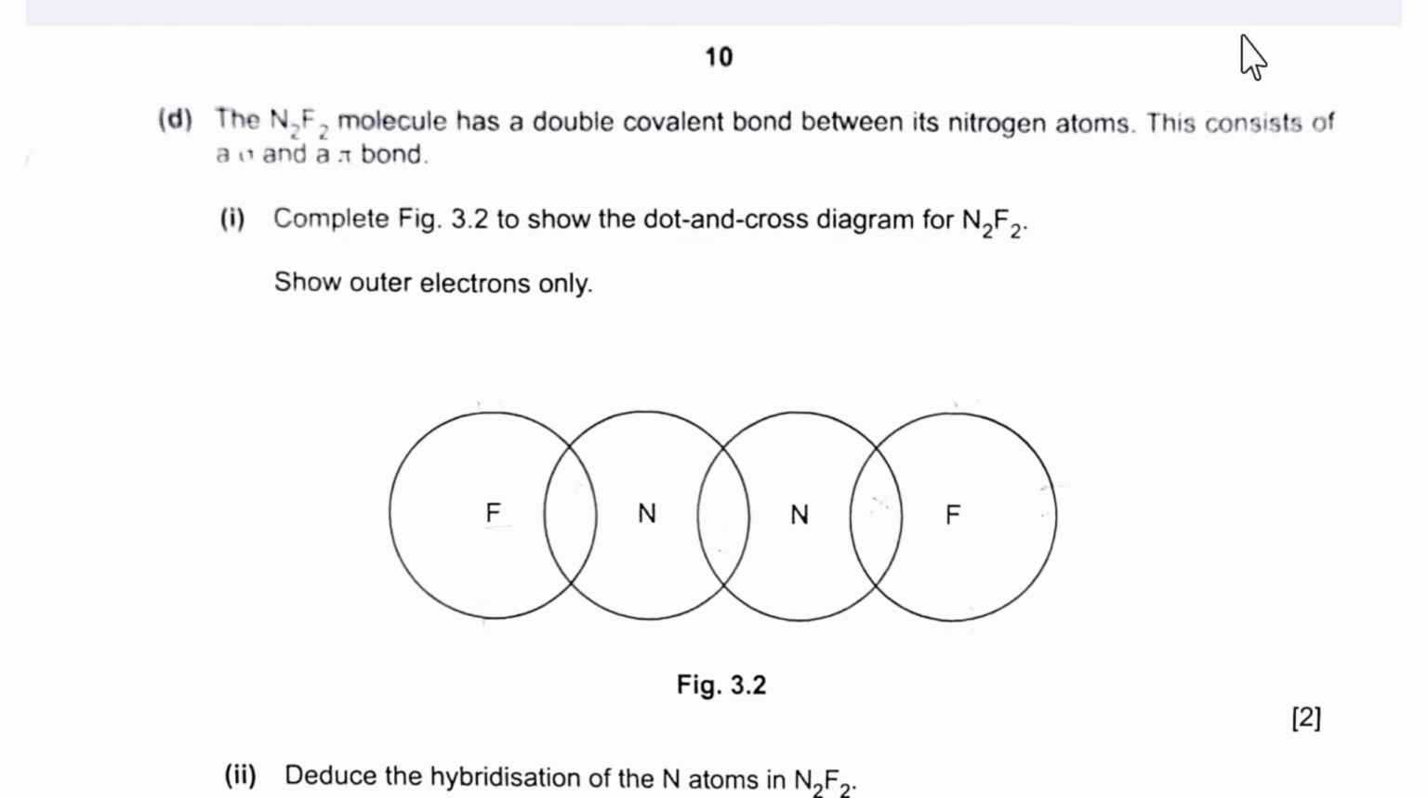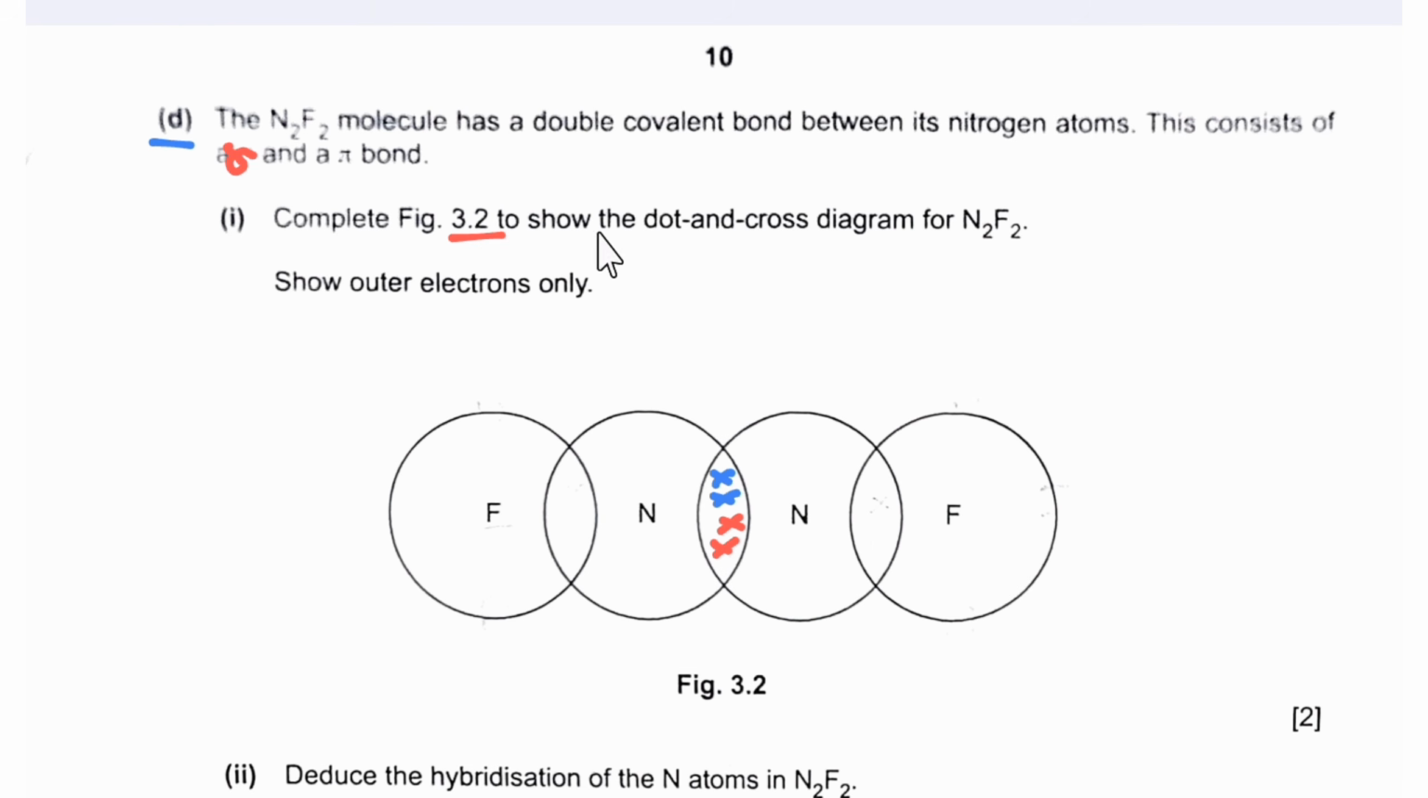Then in part D, the N2F2 molecule has a double covalent bond between the nitrogen atoms. That is, from each nitrogen atom, 2 electrons are shared. This double bond consists of a sigma bond and a pi bond.